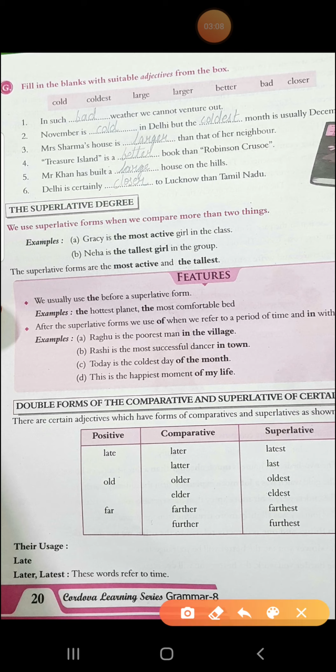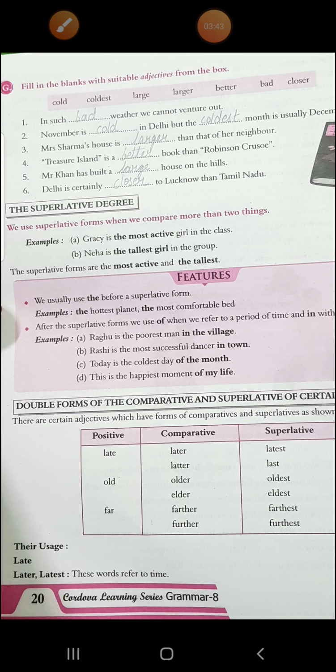Now see the fourth one. Treasure Island is a better book than Robinson Crusoe. Again here there is a comparison between two. So second degree, comparative degree, so better. Then fifth is, Mr. Khan has built a dash house on the hills. Again we are not comparing it with anything, and here we will use positive degree. So that is why I have used this word large. Mr. Khan has built a large house on the hills.